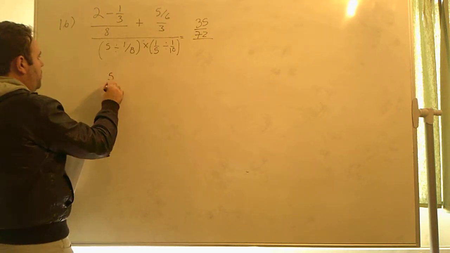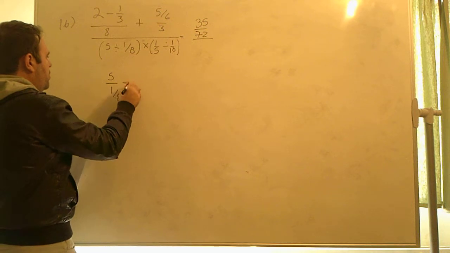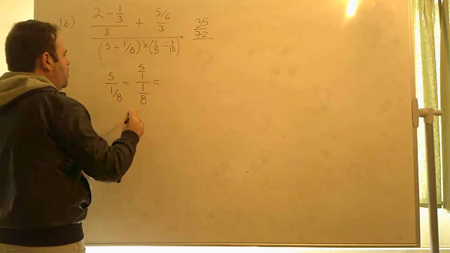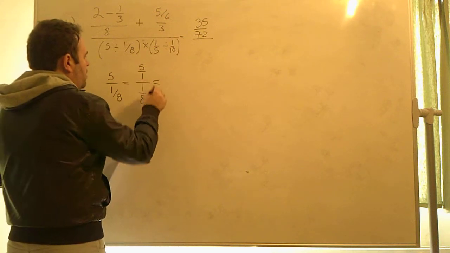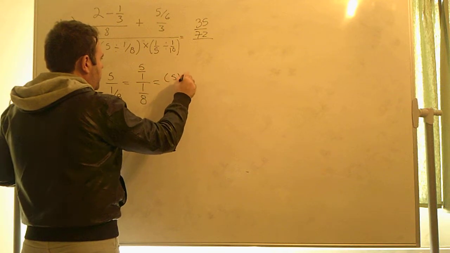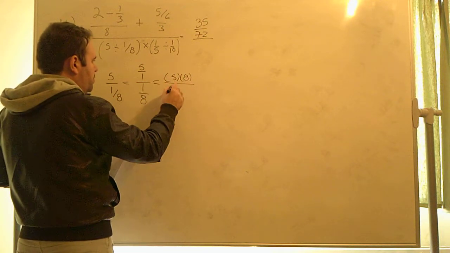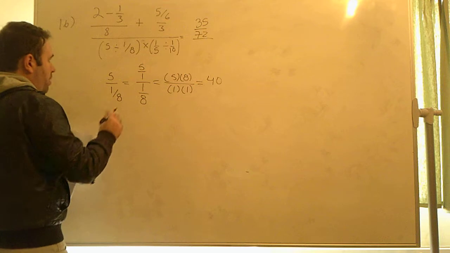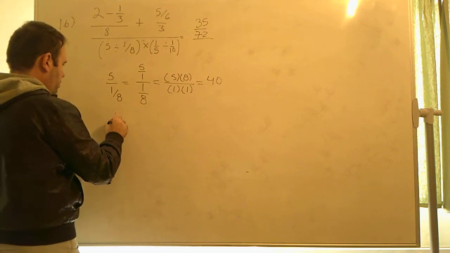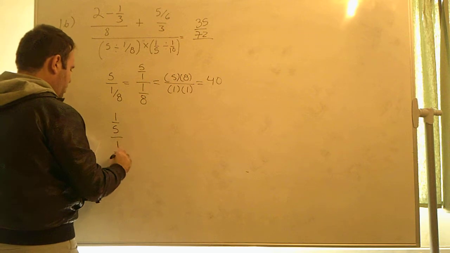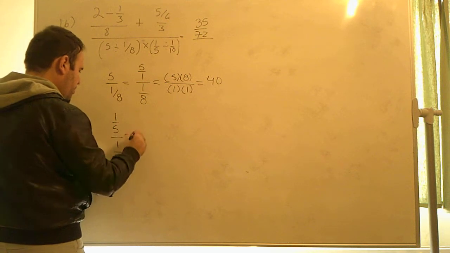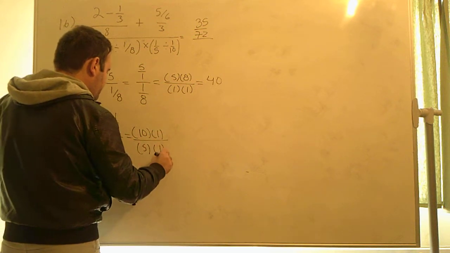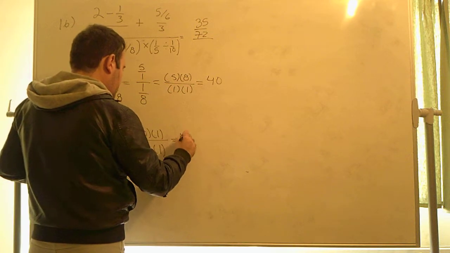So this would be 5 divided by 1/8, which would be equal to 5 divided by 1 divided by 1/8. So 8 times 5 up here, yeah, and 1 times 1, so this would be 40. Now we need to sort this one out as well. This would be 1/5 divided by 1/10. So we need to multiply the extremes, and we will have 10 times 1 divided by 5 times 1. And this would be 10 divided by 5.